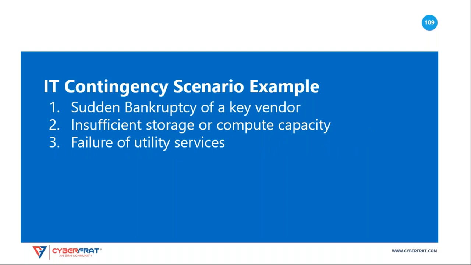Organizations should also consider the other risks facing their IT operations. As they conduct IT contingency planning, they should consider not only single points of failure, but all of the other situations that might jeopardize business continuity. For example, this might include the sudden bankruptcy of a key vendor, the inability to provide computing or storage capacity needed by the business, utility service failure, or any other risk that IT management believes may disrupt operations.